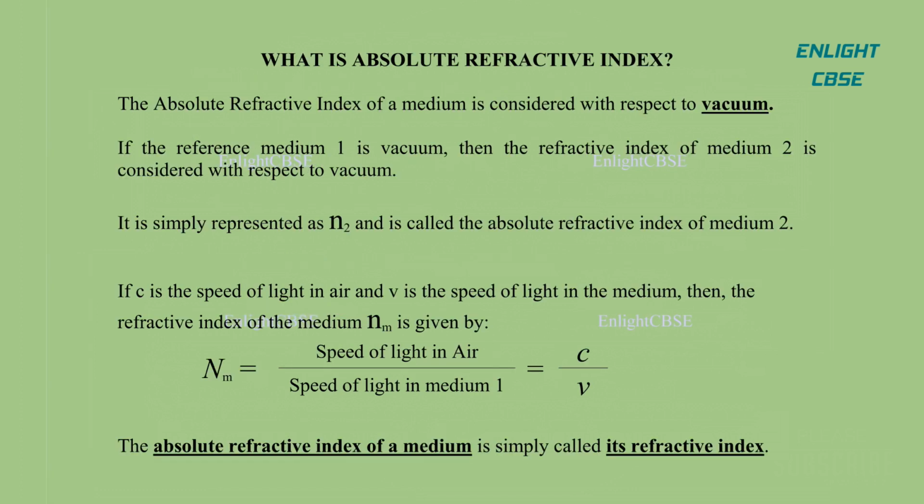What is absolute refractive index? The absolute refractive index of a medium is considered with respect to vacuum. If the reference medium 1 is vacuum, then the refractive index of medium 2 is considered with respect to vacuum. It is simply represented as n2 and is called the absolute refractive index of medium 2. If c is the speed of light in air and v is the speed of light in the medium, then the refractive index of the medium, n_m, is given by the speed of light in air over the speed of light in the medium. Thus n is equal to c by v. The absolute refractive index of a medium is simply called its refractive index.